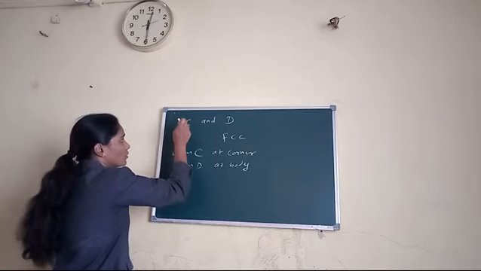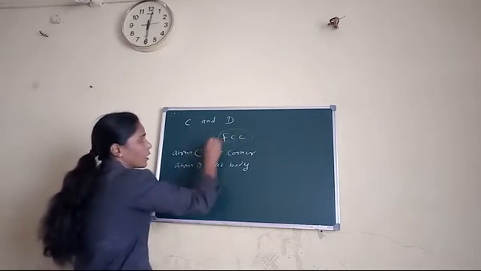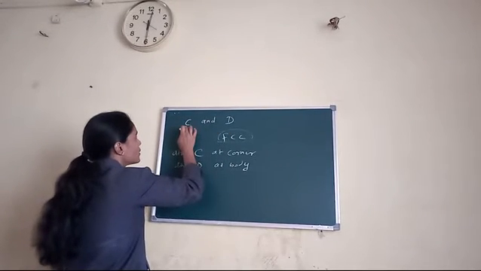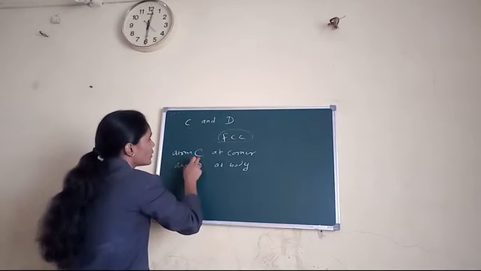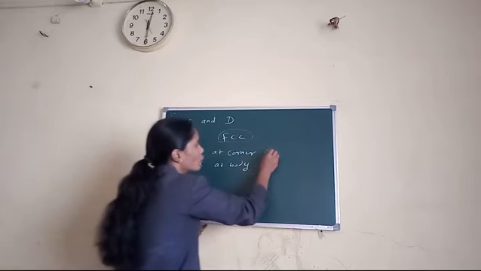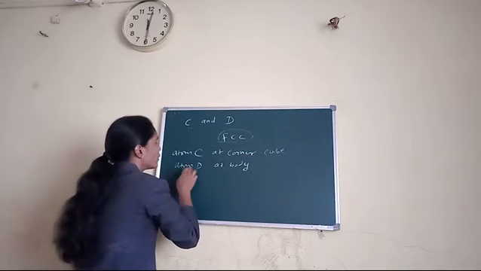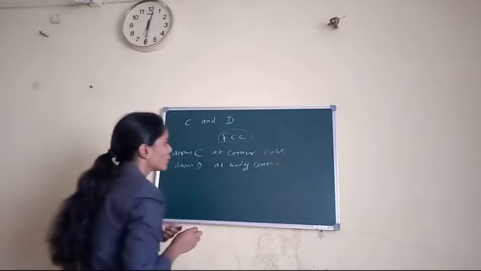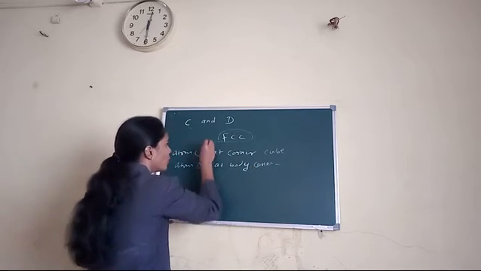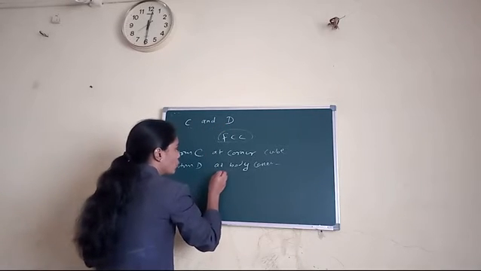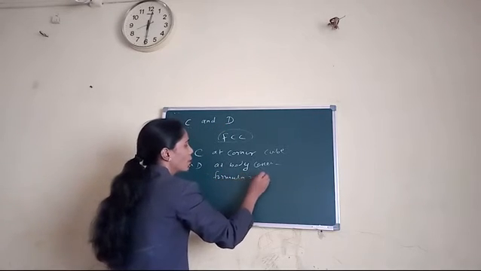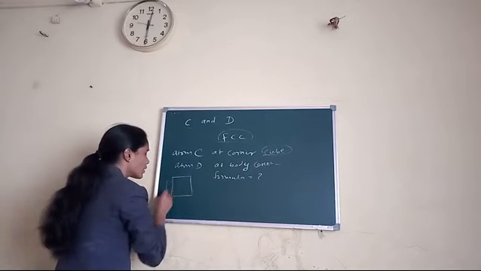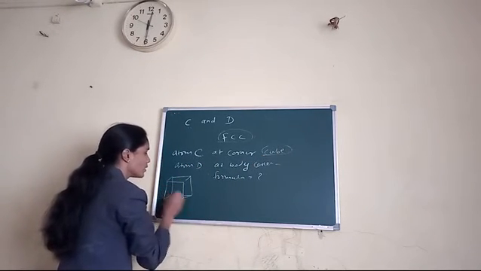Again I repeat, the substance crystallizes in an FCC, face centered cubic unit cell. The atoms of C lie at the corners of the cube and the atoms of D lie at the face centers. Therefore, find out the formula of this compound. Here is the cubic structure, crystallizing in FCC.